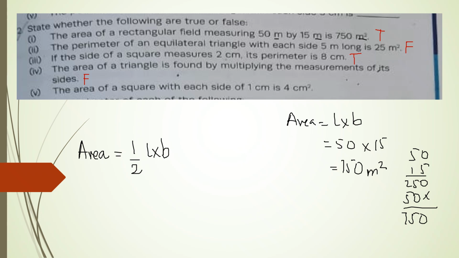Now the 5th part: the area of a square with each side of 1 centimeter is 4 centimeter square. Of course it's not possible, because if the side length is 1, how can the area be 4? The perimeter can be 4 centimeter, but the area cannot be 4 centimeters square. The area is 1 centimeter square if each side has 1 centimeter length. So this is false.